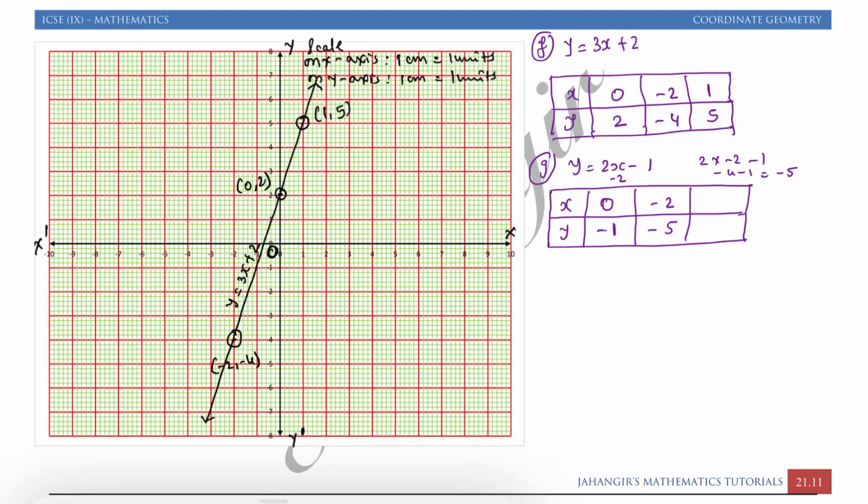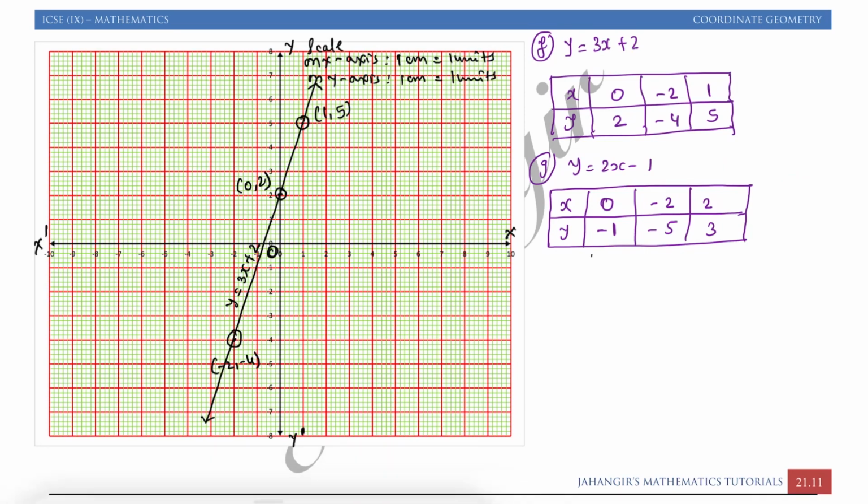Then third value you can choose any positive value. Let us say it's plus 2. So 2 into 2, if it is plus, you can write 2 to the plus 4. Plus 4 minus 1 is plus 3. You will get 3. So we got all three values of x. Now let us put into the graph paper. Let us plot on the graph paper.